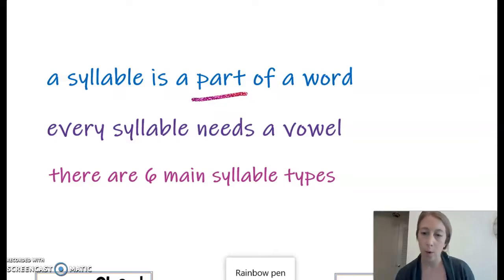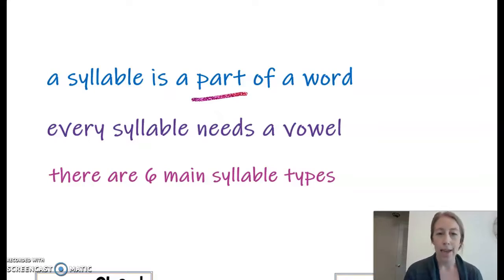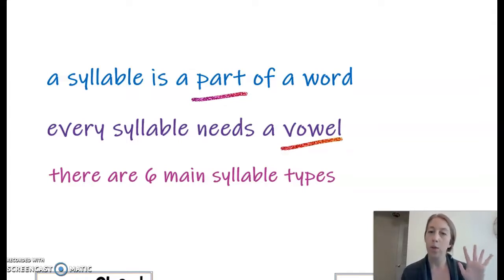Sometimes a word can only have one syllable. Sometimes it has two. As you get into higher grades, like third and fourth grade, you're going to be reading words that are multisyllabic. So that means 3, 4, 5 syllable words sometimes. And every syllable needs something super important. Every syllable needs a vowel. And we know our vowels A, E, I, O, U. And last week we just learned that Y can sometimes also be a syllable. So a syllable is a part of a word, and every syllable needs a vowel.